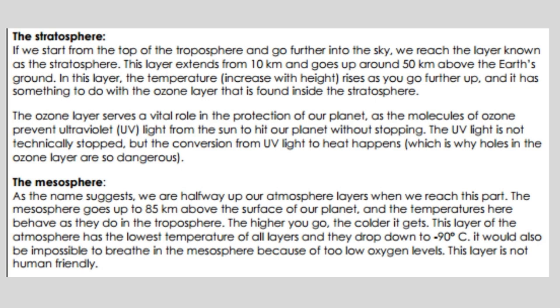The mesosphere. As the name suggests, we are halfway up our atmosphere layers when we reach this part. The mesosphere goes up to 85 kilometers above the surface of our planet, and the temperatures here behave as they do in the troposphere. The higher you go, the colder it gets. This layer of the atmosphere has the lowest temperature of all layers, and they drop down to minus 90 degrees Celsius. It would also be impossible to breathe in the mesosphere because of too low oxygen levels.